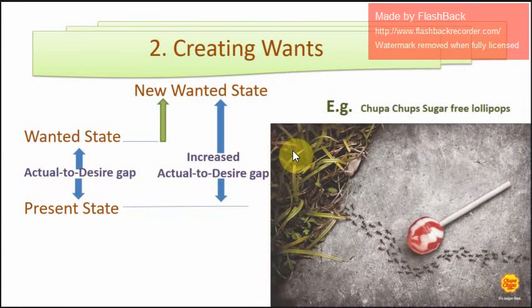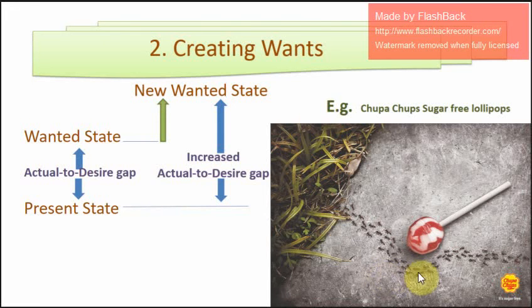Let's understand this with another example, Chupa Chups sugar free lollipops. In this particular ad, the marketer is showing ants going along, and even though this Chupa Chups lollipop was in the way of the ants, the ants changed their course. So this emphasizes that ants do not taste the Chupa Chups lollipop. Why? Because it doesn't contain any sugar. This is what they emphasize in the fine print, that it's sugar free.